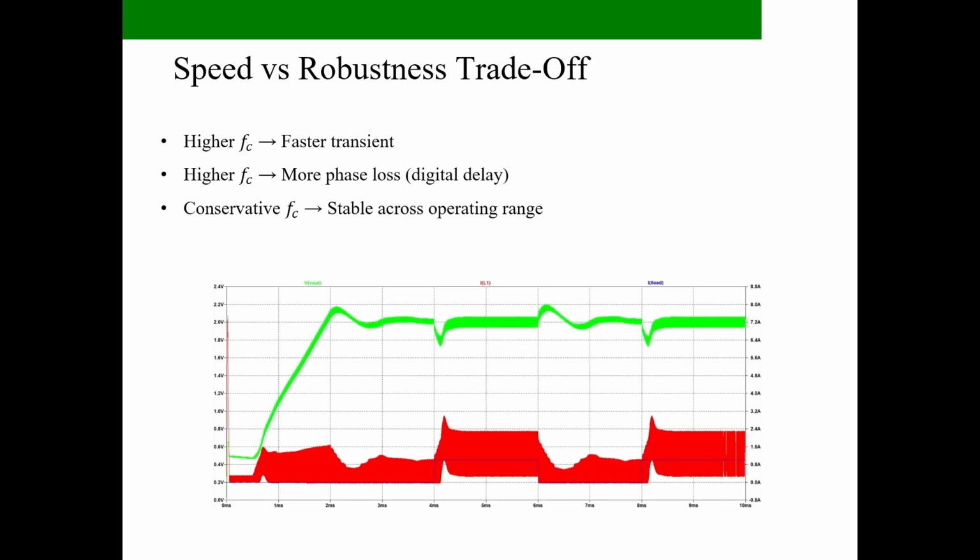Engineers often try to push bandwidth as high as possible, but in digital control, higher bandwidth increases sensitivity to delay. A slightly lower crossover frequency often produces cleaner transient response, less ringing, and better behavior across temperature and input voltage variations. So, design is not about maximum bandwidth, it is about stable and predictable performance across operating conditions.